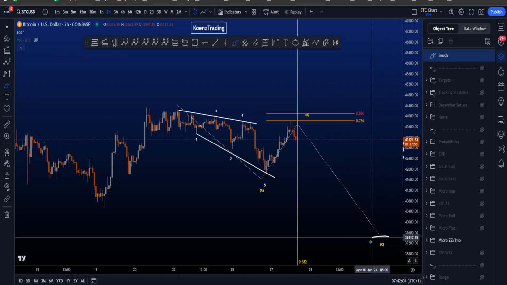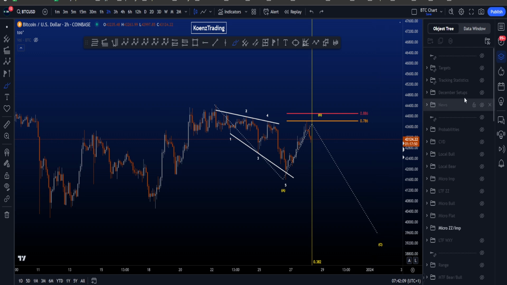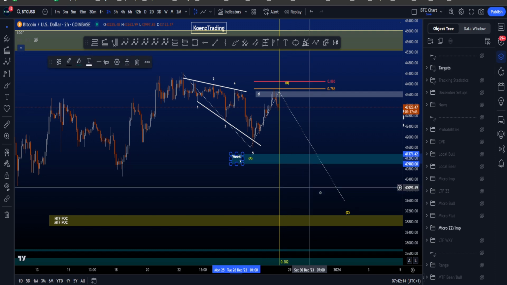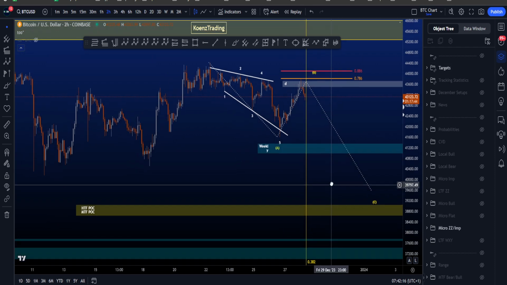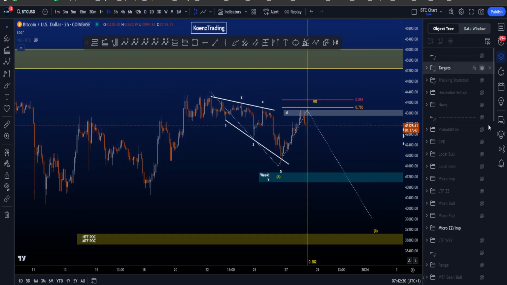If we do look for a C to the downside, then preferably it's a quick move to the downside, an impulsive wave, where we do have some support to the downside as well. First of all, there's a blue box here, 40.9 to 41.3k, and then the yellow one, 38.6 to 39k.